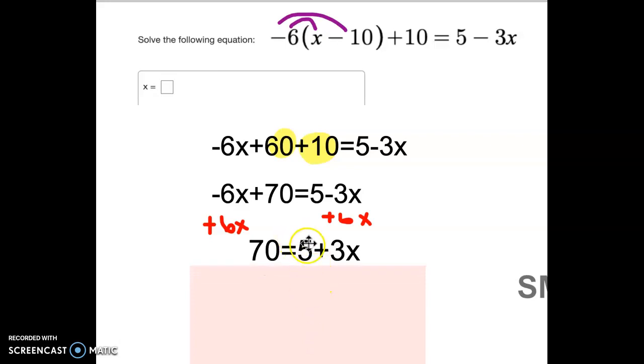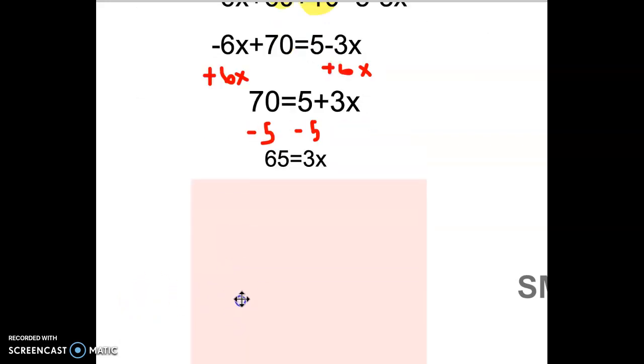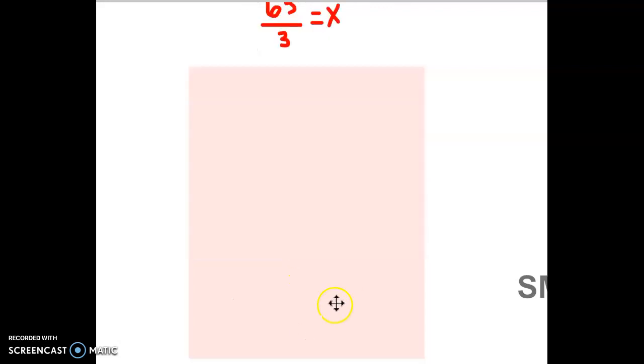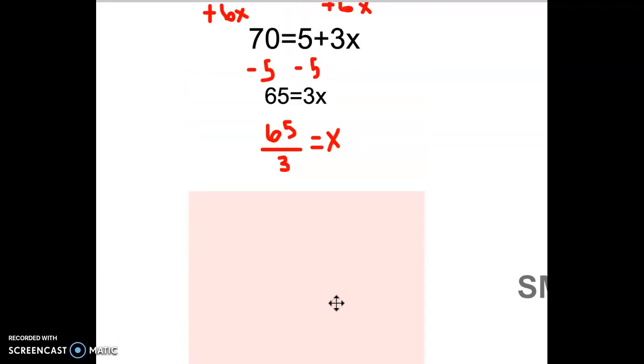Now we need to take this 5 and move it over using our inverse operations. So we're going to subtract 5 from both sides. When we do that, 65 is equal to 3x. Remember, 3x is 3 times x, so to undo multiplying by 3, we're going to divide both sides by 3. And again, we can just leave this as a fraction. So x is equal to 65 over 3.